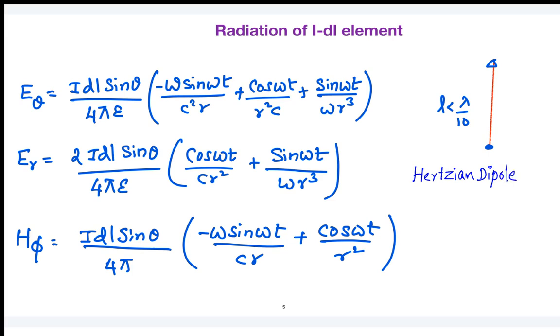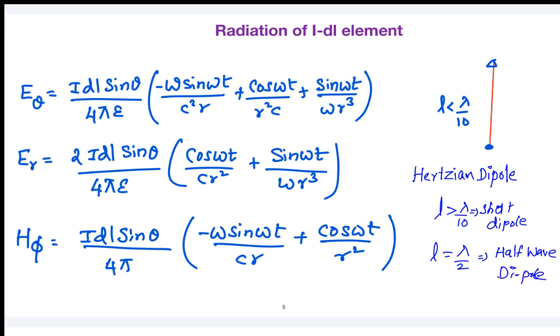Suppose the length of the element is greater than lambda by 10, you can categorize it as a short dipole. And you know that if the length is exactly equal to lambda by 2, that is said to be a half wave dipole. First of all, when you consider the Hertzian dipole, and you solve Maxwell's equations, what is that Maxwell equation?